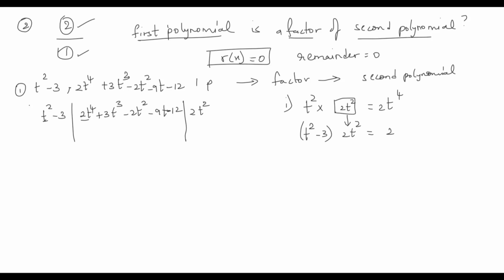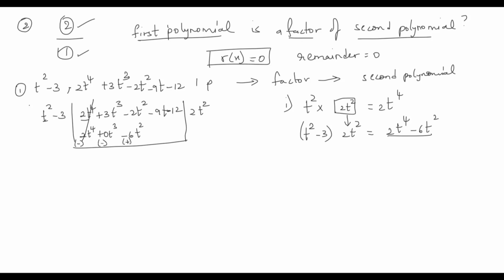What you will get? 2t square into t square will be 2t power 4 and minus 3 into 2t square will be minus 6t square. So place this carefully underneath the like terms. So 2t power 4 underneath 2t power 4, and 6t square under minus 2t square. As there is no t cube term, we'll place 0t cube. Okay. Next, change the signs. So plus changes to minus, minus changes to plus. So 2t power 4 and 2t power 4 get cancelled.